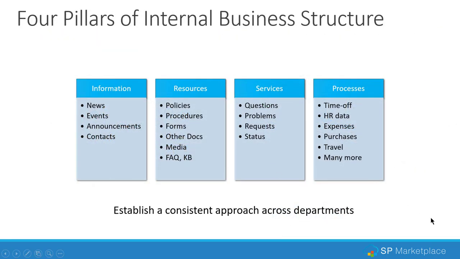In doing this, one of the things we've done is step back and take a look at it from the employee's perspective. What do they need to do business inside an organization? The 4 pillars that we take a look at start with information. How do they get news, events, announcements? How do they find contacts inside the organization, say through an employee directory and so on?